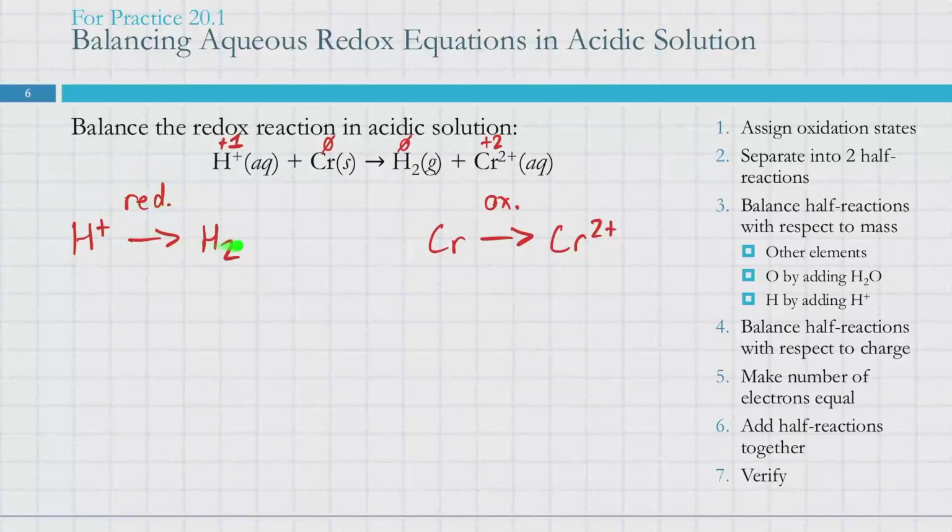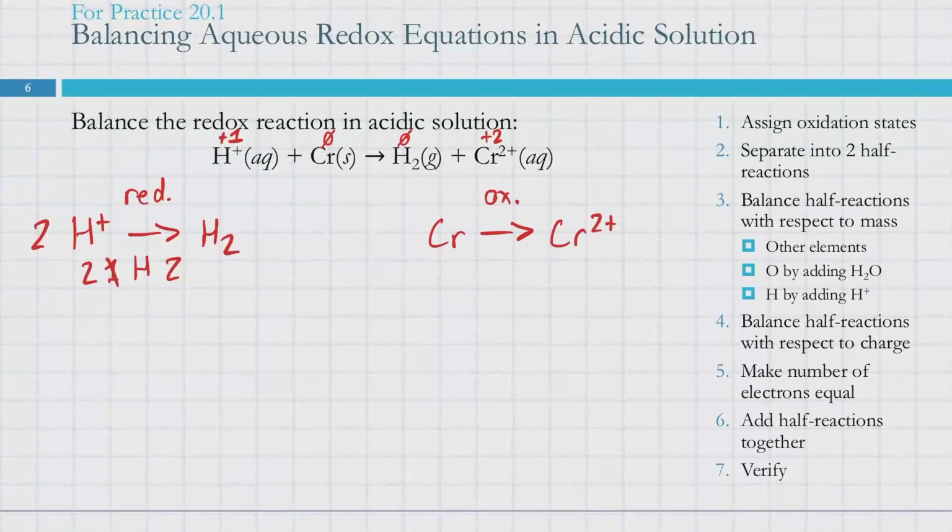For our reduction half reaction with hydrogen, we've got one hydrogen on the left, two hydrogens on the right. So if we add a coefficient of 2 in front of our H+, it's balanced with respect to mass. Not particularly complicated. This is just like one step up in difficulty from our previous problem. So we're balanced with respect to mass. We need to balance with respect to charge.